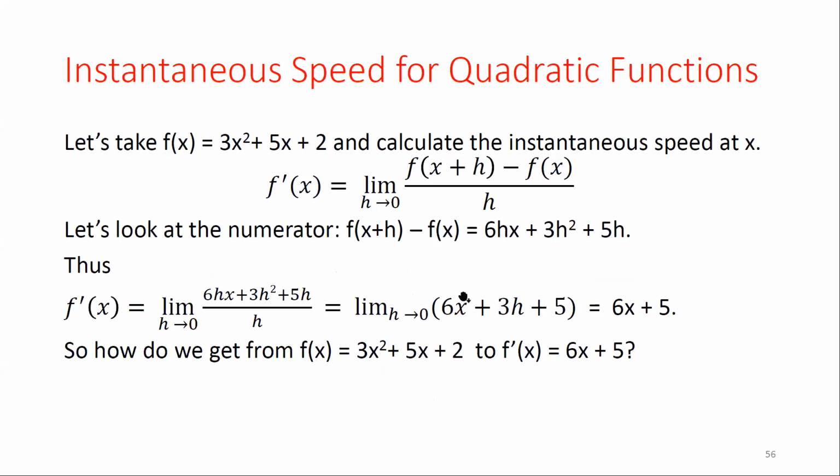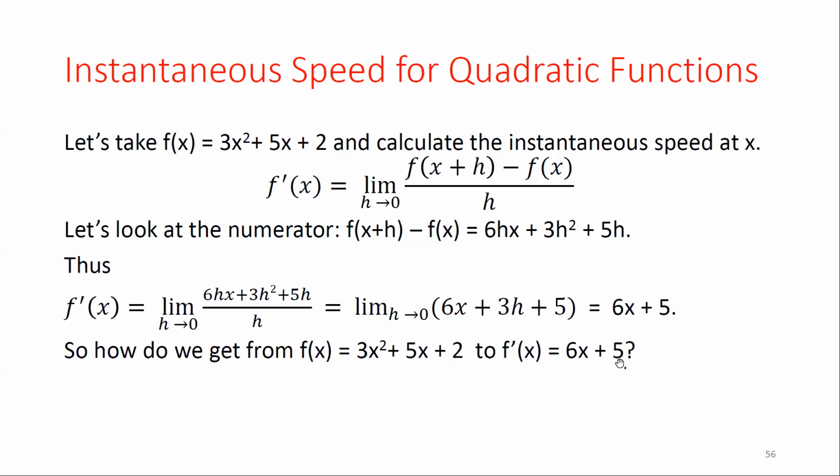As h goes to 0, what does 6x go to? 6x. What does 3h go to? 0. What does 5 go to? 5. You get 6x plus 5. So what we've now shown is that the speed actually depends on where you are. So if our distance is 3x squared plus 5x plus 2, here's the hard part. The speed is 6x plus 5.